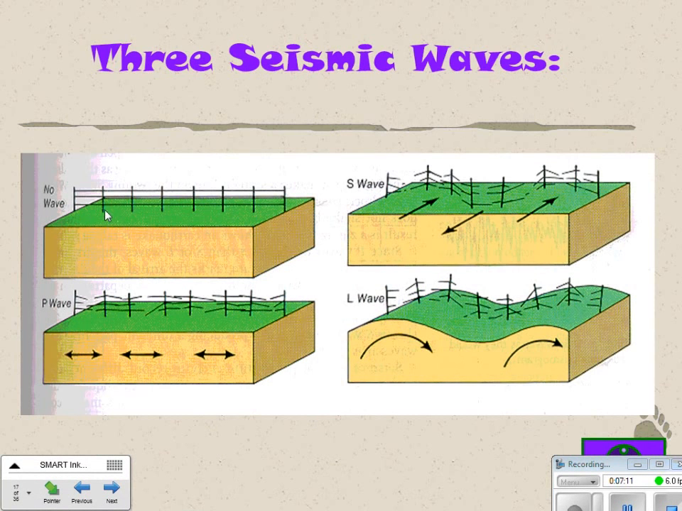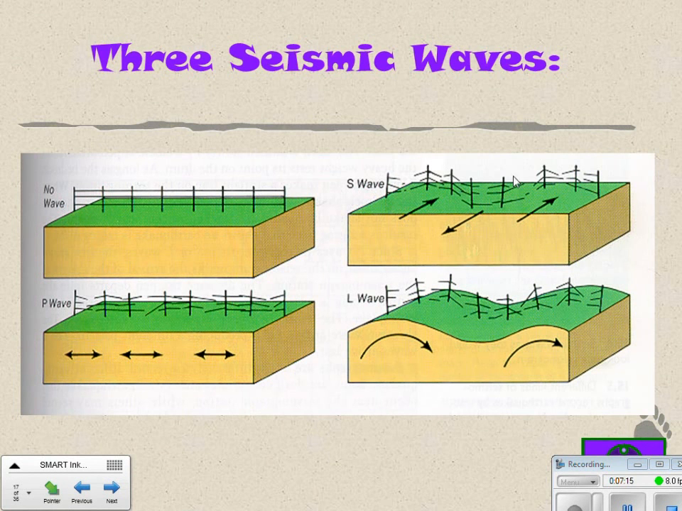And so here are the pictures. We've got a fence where there's no waves. S waves are kind of like a snake or a jump rope. If you have a jump rope, you're holding one end, somebody else is holding the other end, and they move in this S pattern. The P waves, they're like a slinky. They go in and they come out, and they go in and they come out, and in and out. Whereas the L waves go up and down like the ocean waves.